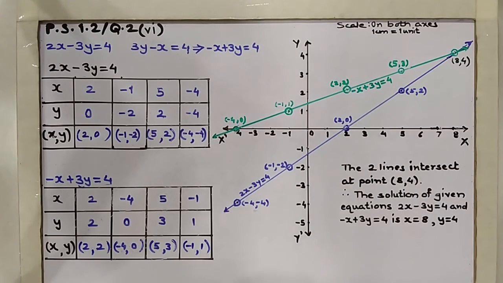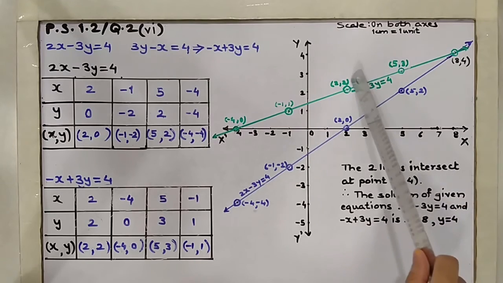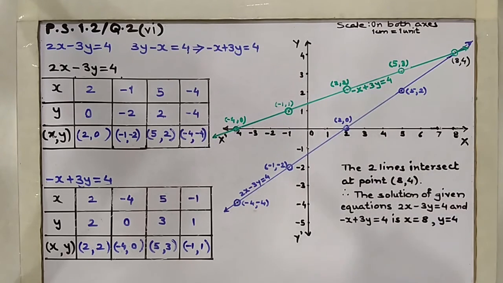Now we'll plot the points for the second equation. First point is (2, 2). X coordinate is 2 and y coordinate is also 2. As both the coordinates are positive, the point will lie in the first quadrant. Come to the second point. Second point is (-4, 0). X coordinate is -4 and y coordinate is 0. As the y coordinate is 0, the point is going to lie on the x-axis.